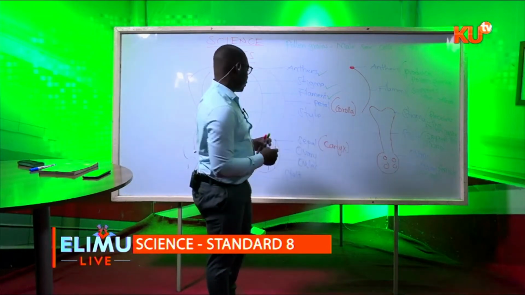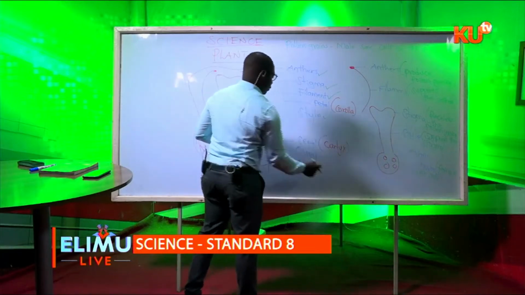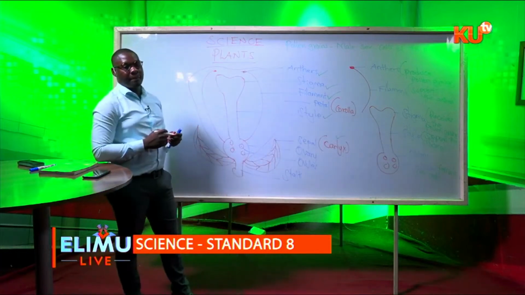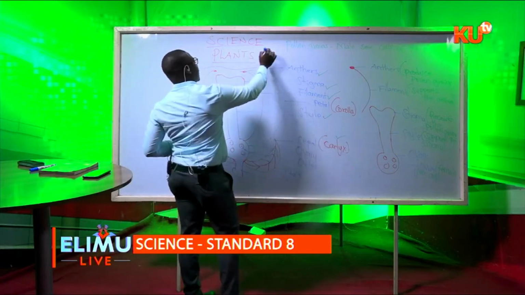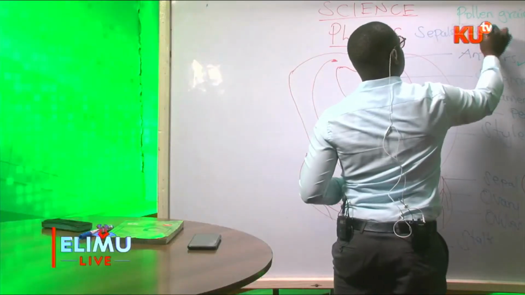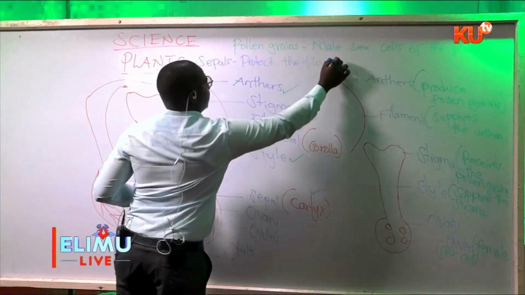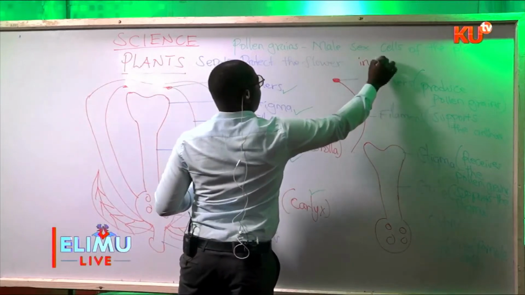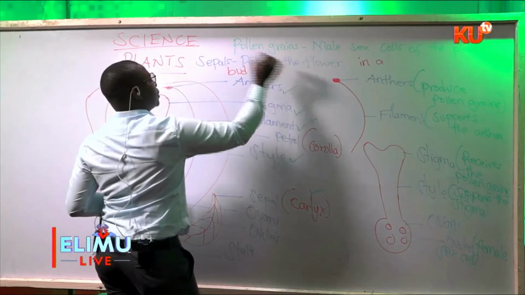We also look at pollination. We have looked at the function of the style. So we look at the function of the sepal. The function of the sepals is to protect the flower. They protect the flower in a bud stage.